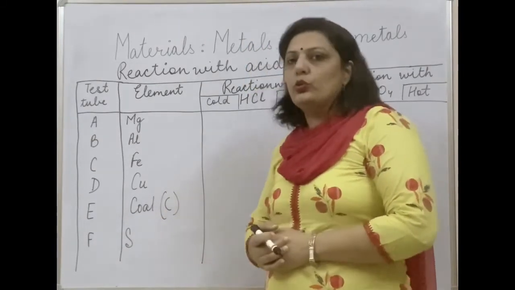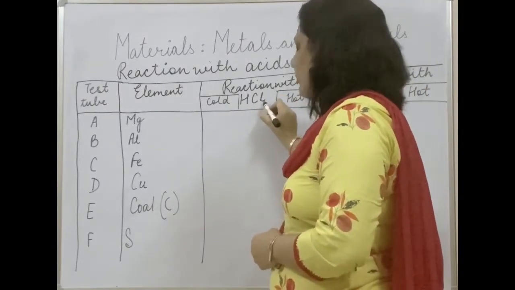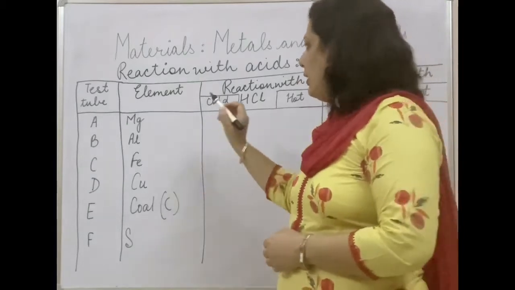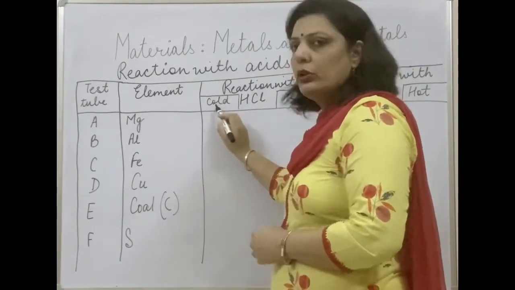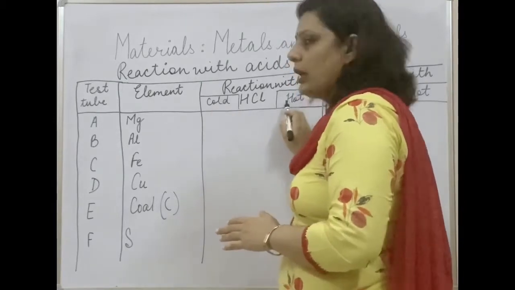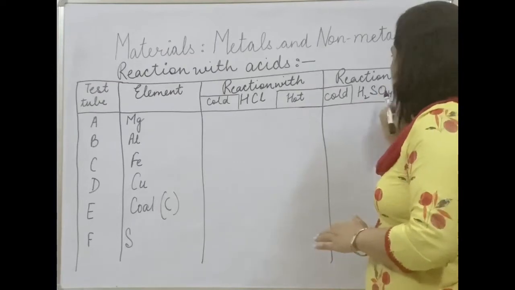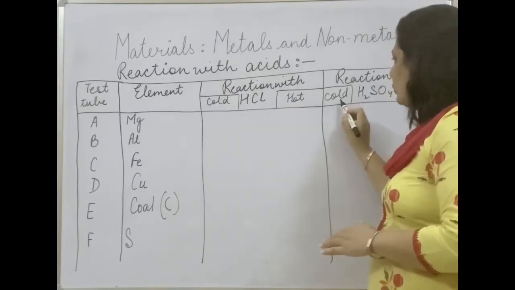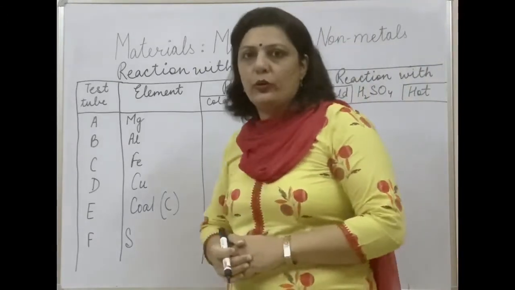Now what you have to do, you have to take dilute hydrochloric acid. Here I have written hydrochloric acid, and here you might be thinking that I have written cold or hot also. Cold I am talking about the room temperature, hot means when I am heating. Same here I have drawn another table where I have written reaction with sulfuric acid, in which cold and hot, the same way as for reaction with dilute hydrochloric acid.